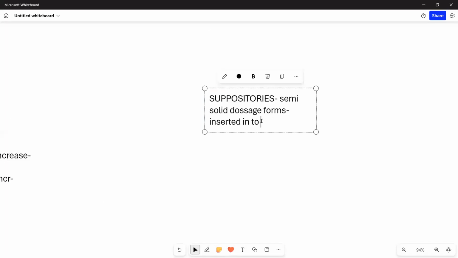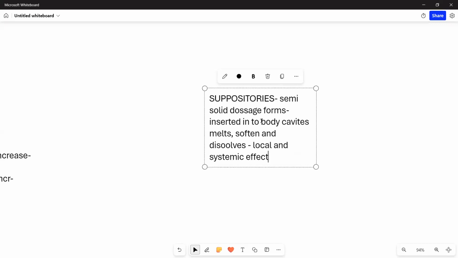So suppositories are generally inserted into the body cavities. Suppositories generally melt, soften, and dissolve to release the contents of the drug, and these can be used for local and systemic effect depending upon the type of drug which is formulated inside the suppositories.